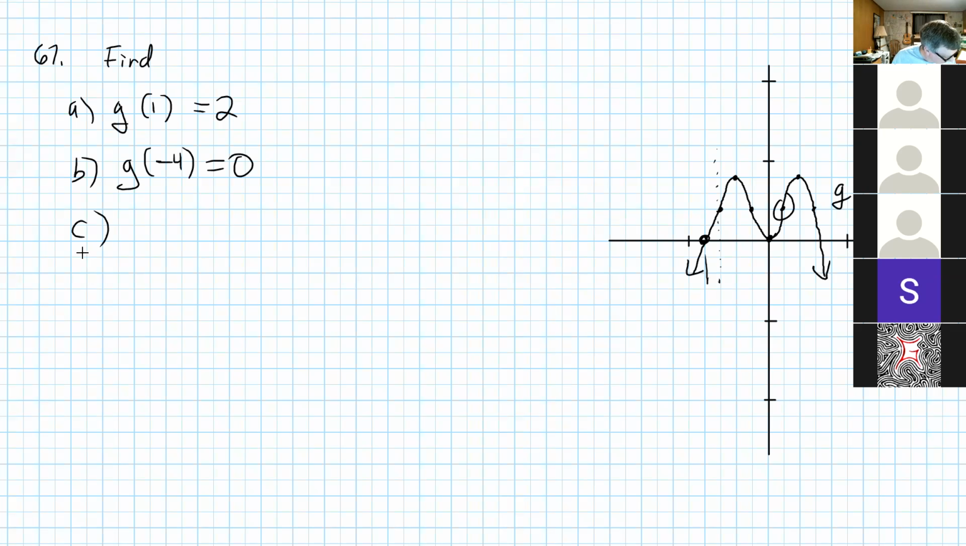The values of x for which g of x equals 4. While you're thinking about it, I'm going to erase my mistakes here.